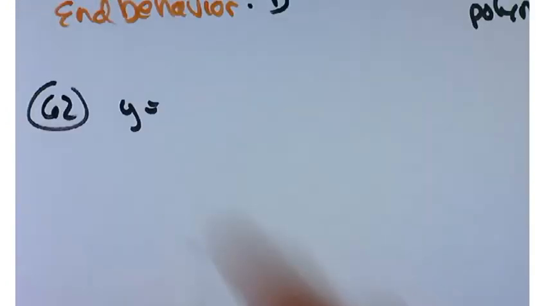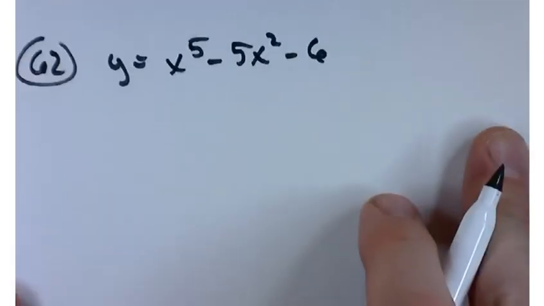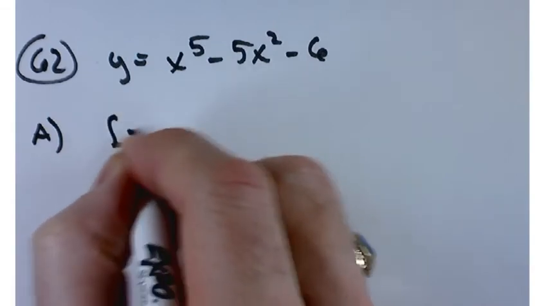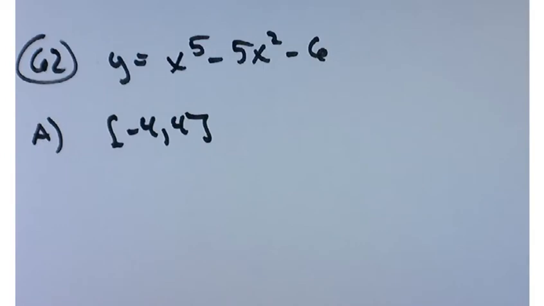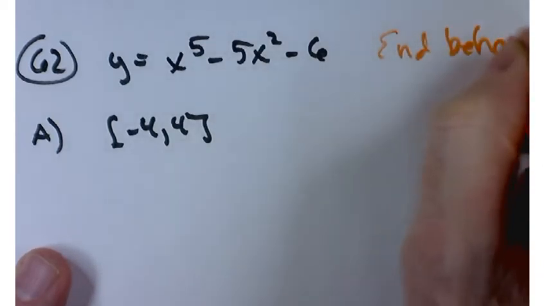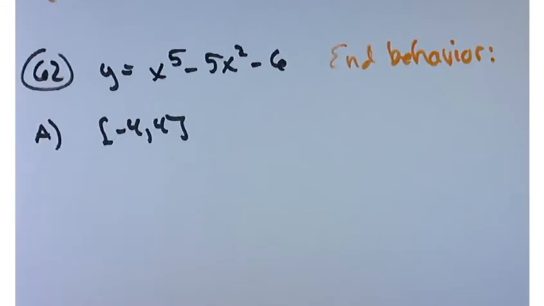Let's take a look at another one on our graphing calculator. That's going to be problem 62. Y equals x to the fifth minus 5x squared minus 6. And the first thing to do is to graph it. And I'm going to suggest that we graph this between -4 and 4. Before I graph it, let's make some predictions about the end behavior. Which of those end behaviors do you expect? A, B, C, or D?